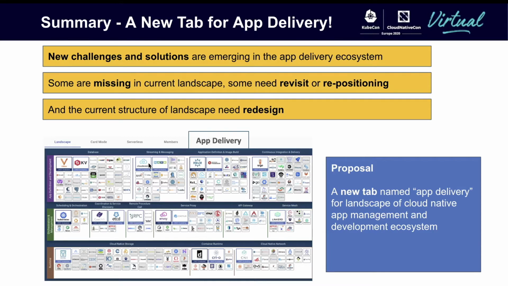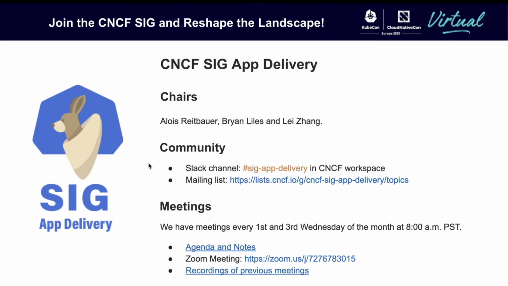And we want to add a new tab, named application delivery, to the CNCF landscape, which is basically about cloud native application management and development and focuses on this ecosystem. So this is the idea. And if you like this idea and you want to join us together to reshape the CNCF landscape, the SIG app delivery is really the best place for you to get started. Me and Alois as well as Brian are co-chairs for this SIG, and you can reach out to us through the Slack channel in the CNCF workspace.